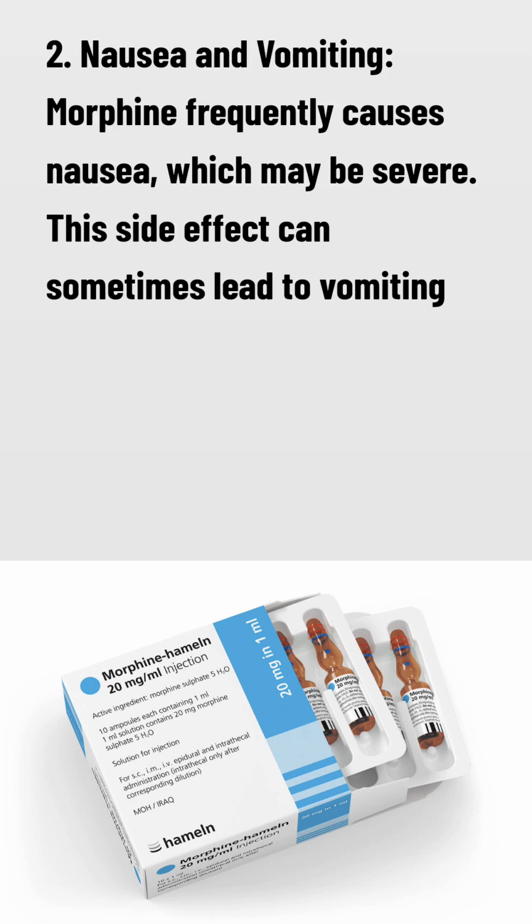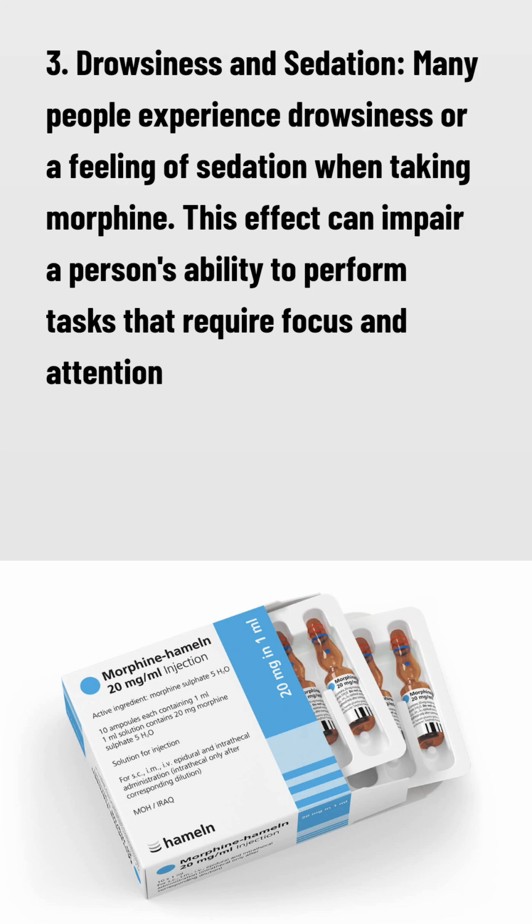2. Nausea and vomiting. Morphine frequently causes nausea, which may be severe. This side effect can sometimes lead to vomiting. 3. Drowsiness and sedation. Many people experience drowsiness or a feeling of sedation when taking morphine. This effect can impair a person's ability to perform tasks that require focus and attention.